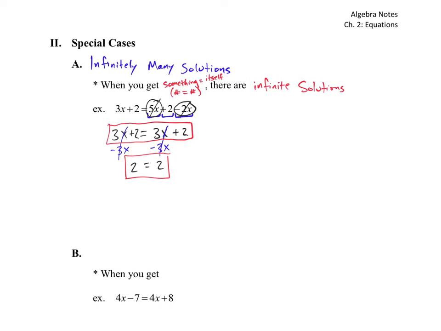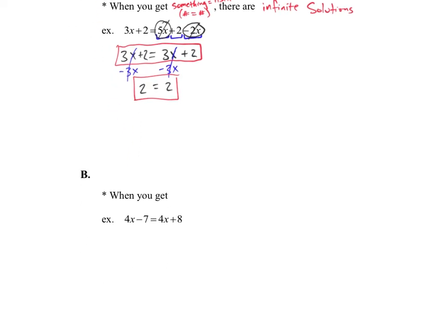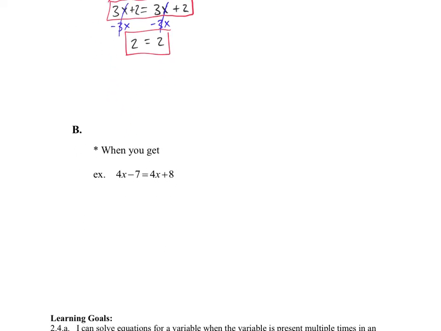All right, then if we go down to letter B, a different type of situation, we have this here, and let's see what we get. So the first step is to get all the variables together in one place. I have a 4x on both sides, so I'm going to subtract 4x and move it to the other side, and when I do that, they both drop out, like we had before, but our result is something different. Where before we had this 2 equals 2, and 2 always equals 2, now here we get negative 7 equals a positive 8.